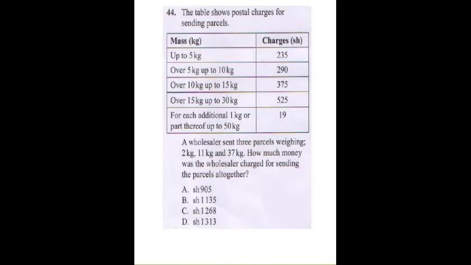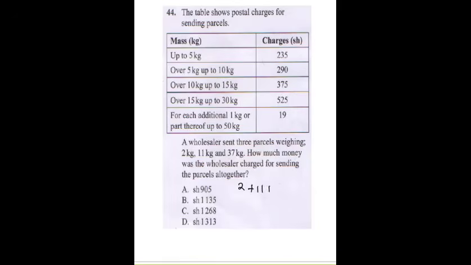So the next question says the table shows postal charge for sending parcels. Now, I want you to notice these are the tables in the mass and their charges. Now, it says a wholesaler sent 3 parcels weighing 2 kg, 11 kg, and 37 kg. How much money was the wholesaler charged for sending the parcels altogether?